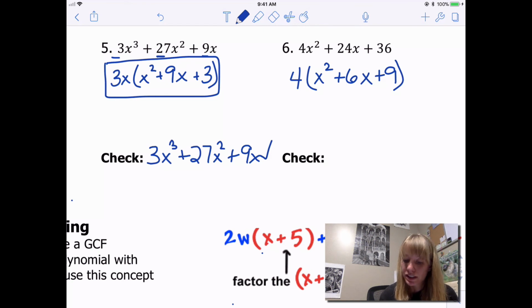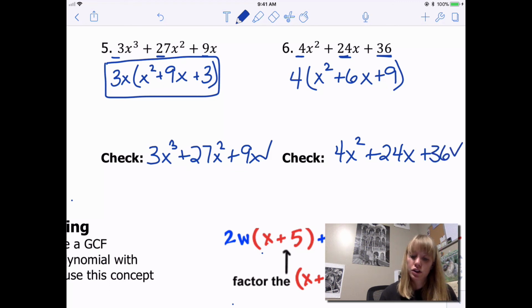And then on number 6, I do have a common factor in my numbers. Those are all divisible by 4. So I factor out the 4, and then 4 times x squared is 4x squared. 4 times 6x is 24x. And 4 times 9 is 36. So again, check. That is a good final answer.